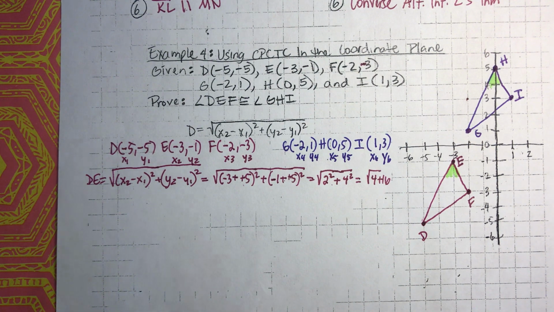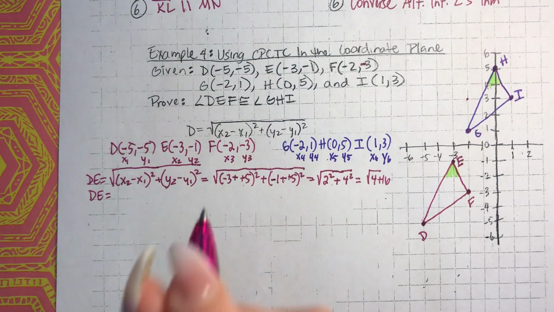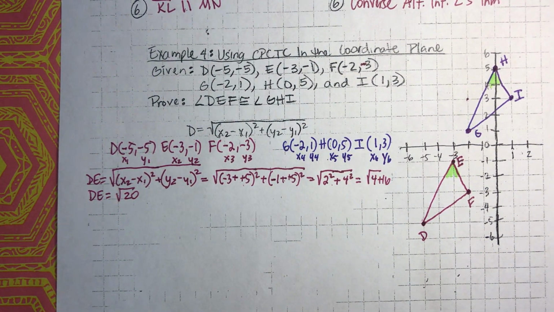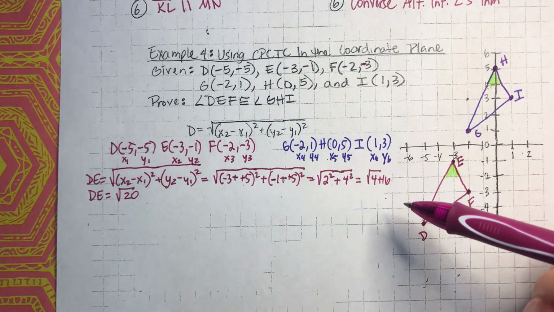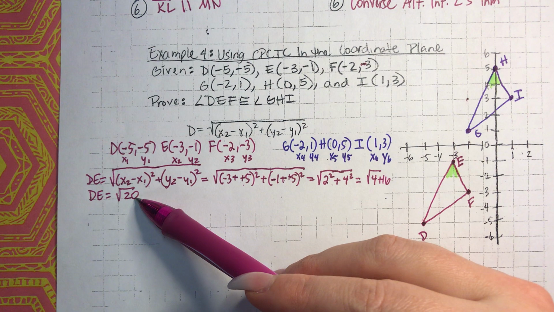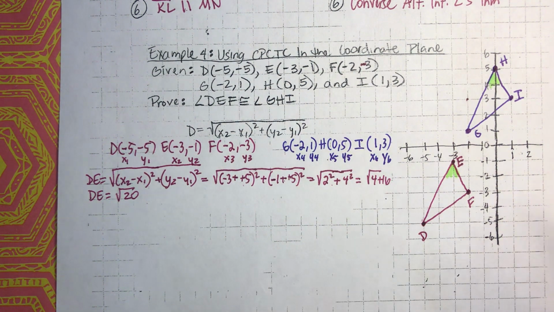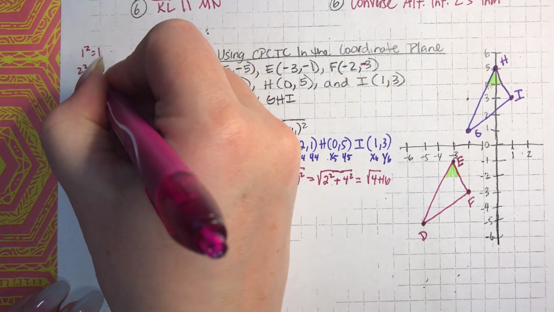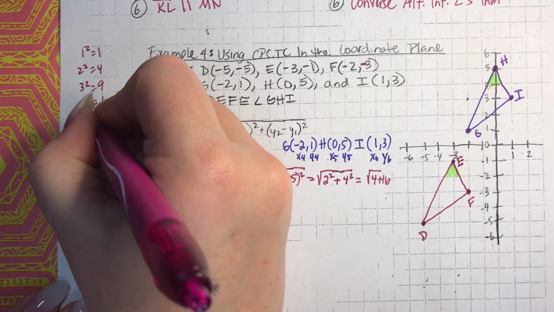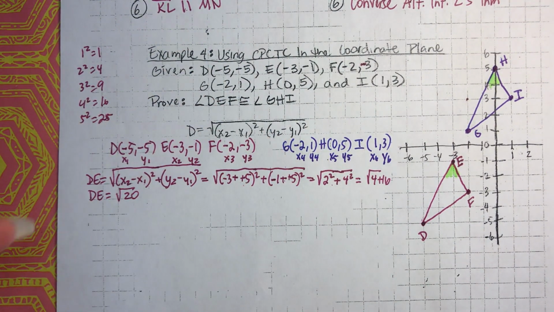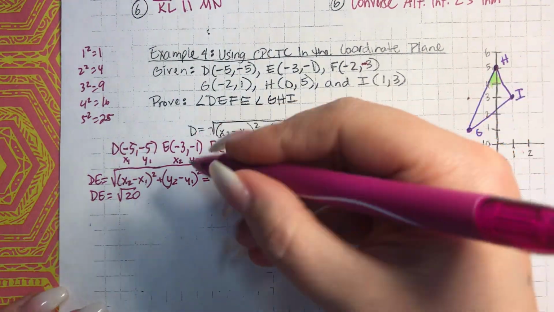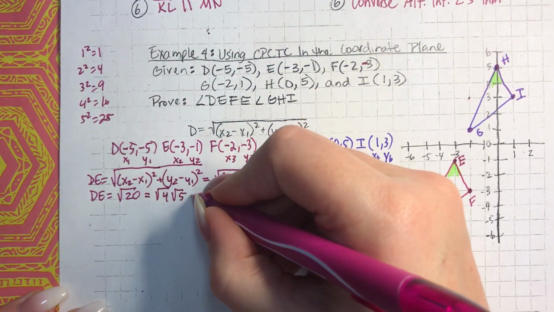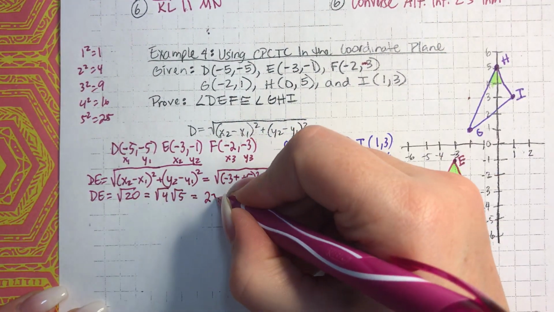And that is going to be, I'm going to write it here, DE is equal to the square root of 20. And then we just need to put that in exact form, right? So we want to say, is there a squared number that's a factor of 20? And remember, squared numbers, those are, 1 squared is 1, 2 squared is 4, 3 squared is 9, 4 squared is 16, 5 squared is 25, right? These are all squared numbers. So 20, we know that 20 is the same thing as 4 times 5. So I can write that as the square root of 4 times the square root of 5. 4 times 5 is 20, right? And then the square root of 4 is 2. So it's 2 square roots of 5.